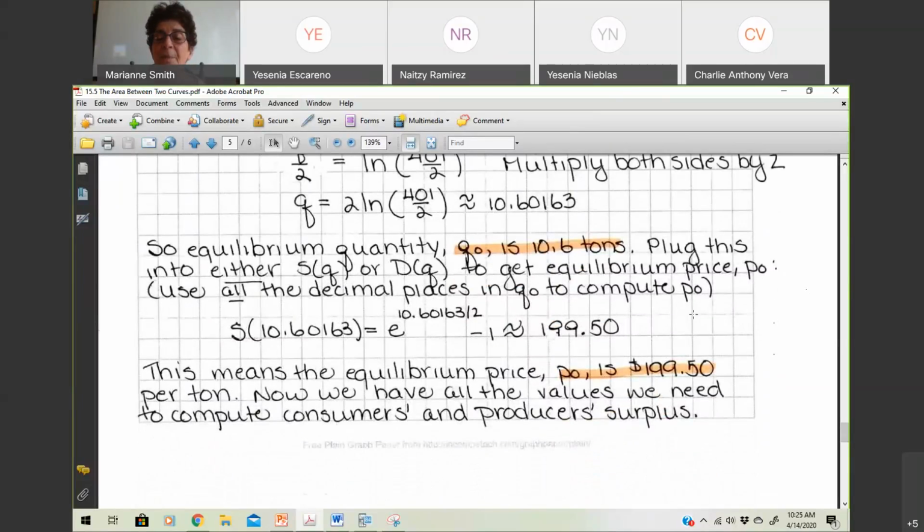So everybody all right with the P0 and the Q0 values? So we've got P0 and Q0. Those are my equilibrium price and equilibrium quantity. And again, you can use either the supply or demand function to compute that price.